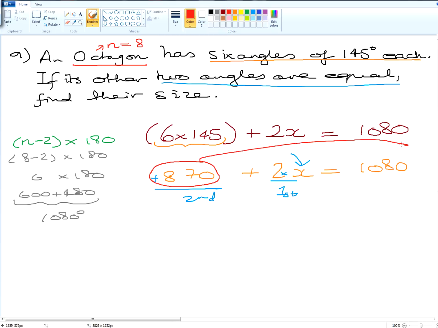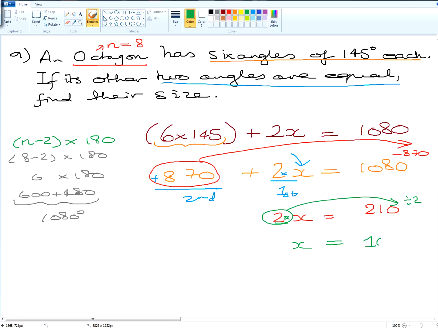Opposite add 870, you always go in reverse order. So opposite add 870 is? 210. Okay, can you confirm that? 210. That gives you 210. So 2x will give you 210. Now, what is left to do? You have to divide it by 2. So opposite times by 2 is? Divide by 2. Lovely. So x is equal to 210 divided by 2.